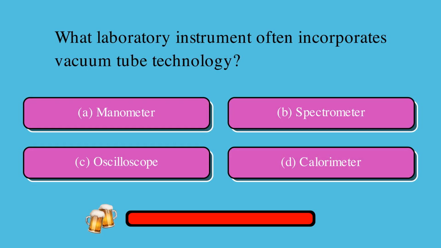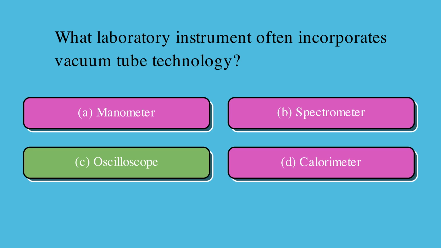What laboratory instrument often incorporates vacuum tube technology? Is it A, manometer, B, spectrometer, C, oscilloscope, or D, calorimeter? The correct answer is C, oscilloscope.